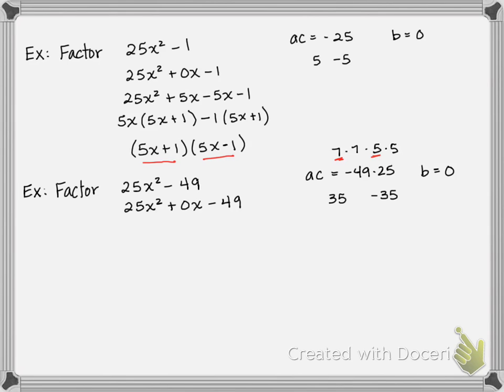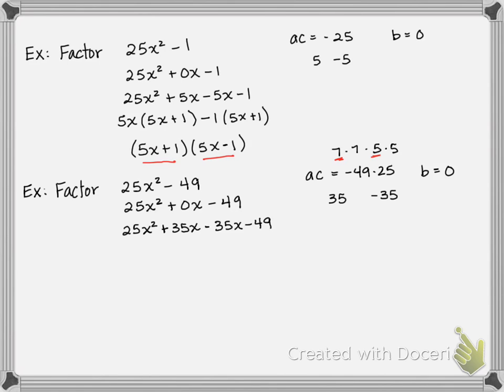So when you have really big numbers like this, if you know that middle term adds to 0, just do your prime factorization and take 1 factor for each of your numbers. So split it in half, basically. So now we have 25x squared plus 35x minus 35x minus 49.